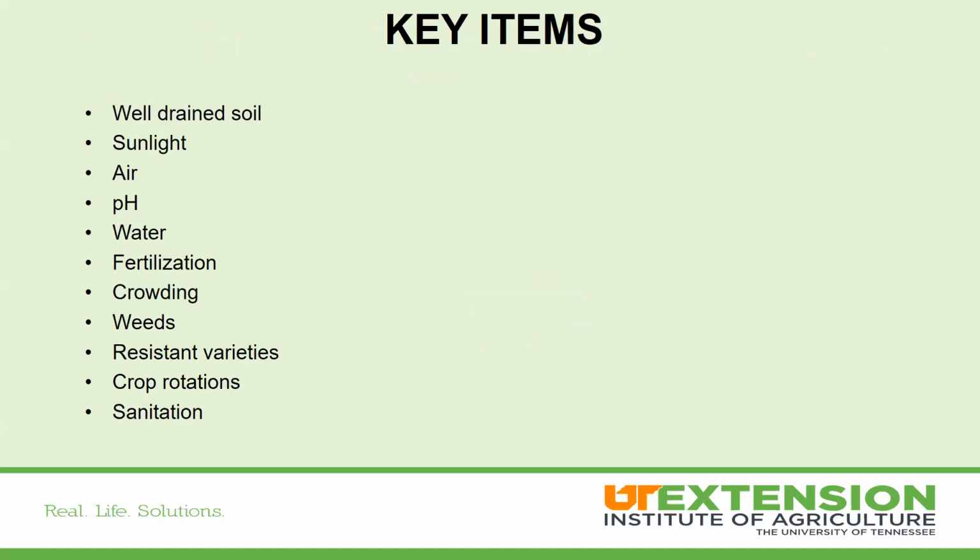So some of the key items that you need to think about when you are planting your plants, to help keep from having as many disease issues, there are a couple of things that you need to look at. One of them is the soil that you have. You want to have well-drained soil. Plants don't like to have their feet wet. You don't like to have your feet stuck in water, and plants don't either.